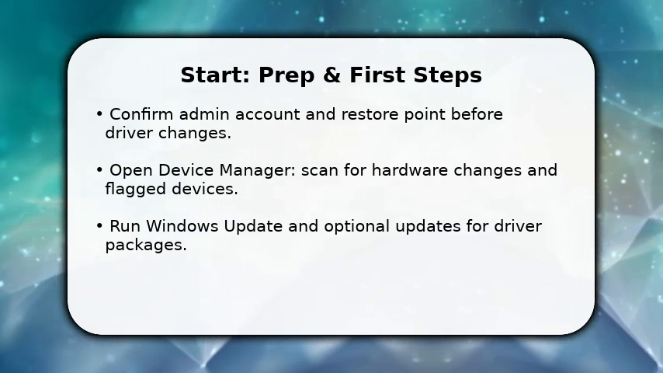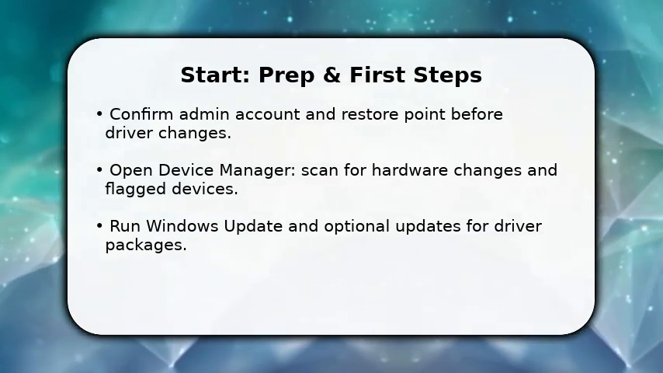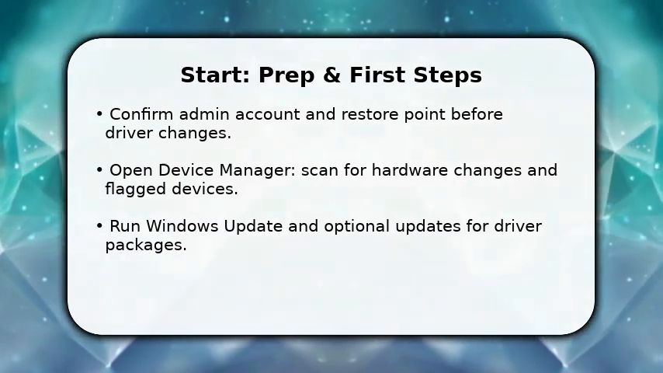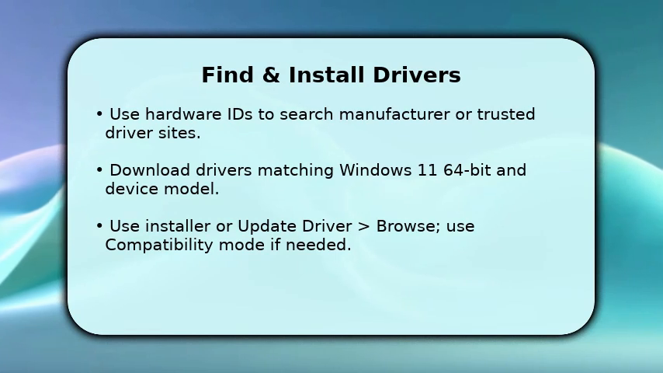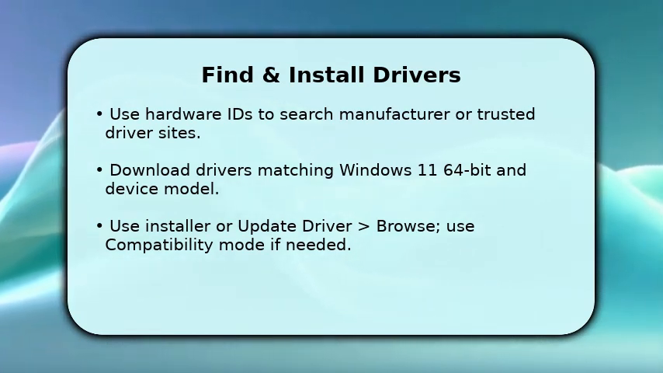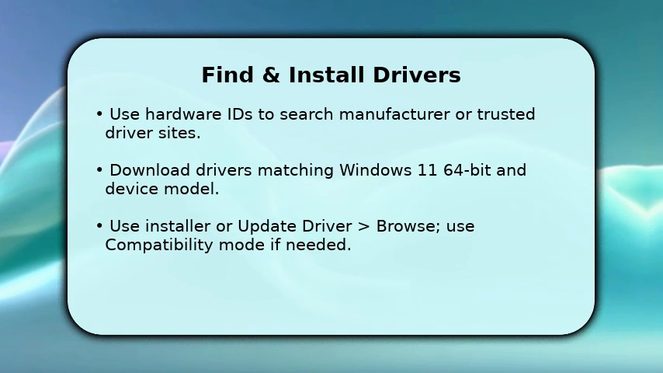Make sure to write down the hardware ID from the properties details. Those IDs speed up searches and ensure you get the correct driver. With the hardware ID in hand, search the PC or component maker's support site and download drivers that explicitly list Windows 11 and the correct architecture.